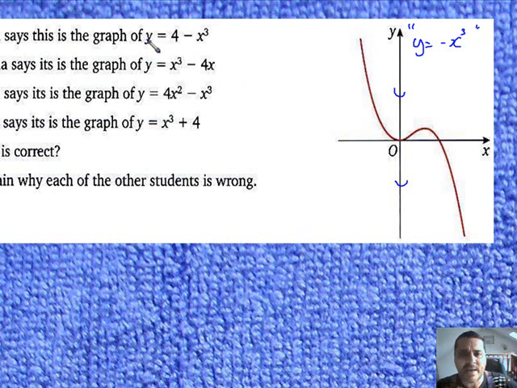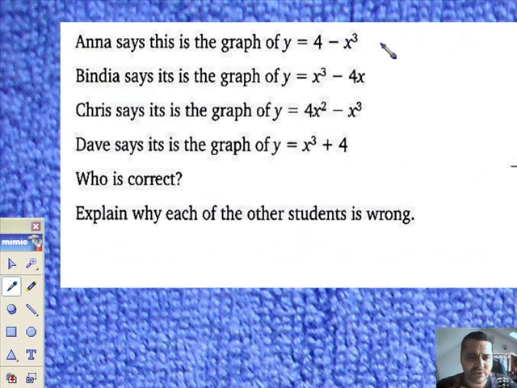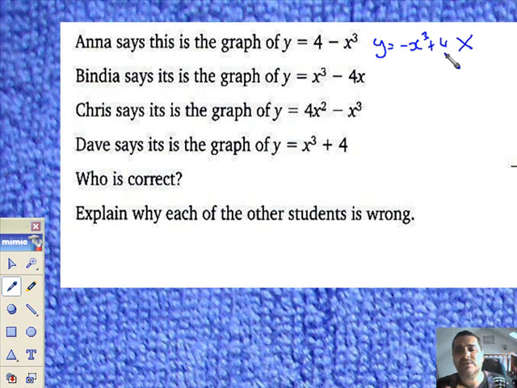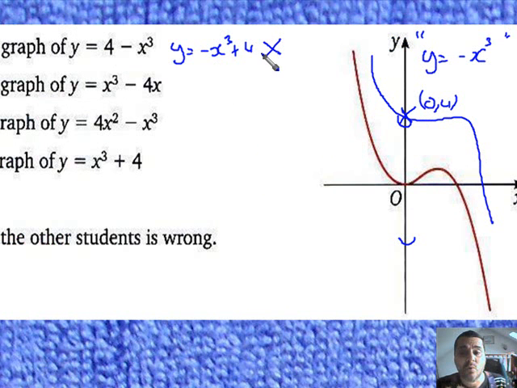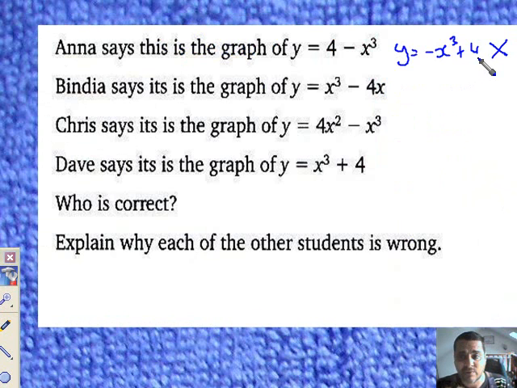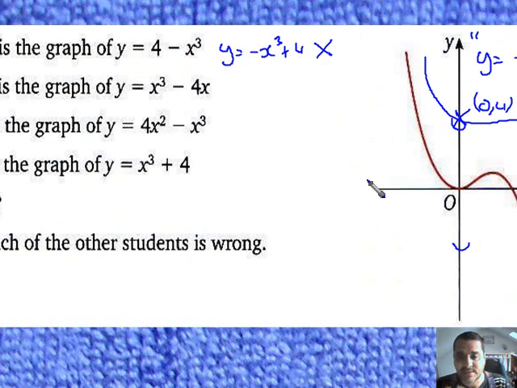Anna says it's y equals 4 minus x cubed. Let's just rewrite it. Anna's equation is therefore minus x cubed plus 4. But that can't be the right answer, because there isn't a y-intercept of plus 4. It doesn't do this, for example, in which case that would be the point 0, 4 if Anna was right. She's wrong, because the graph passes through the point 0, 0 and not 0, 4. Alright, so I won't write these down, but I'm saying it to you now. It doesn't pass through 0, 4, it passes through 0, 0 on the y-intercept.